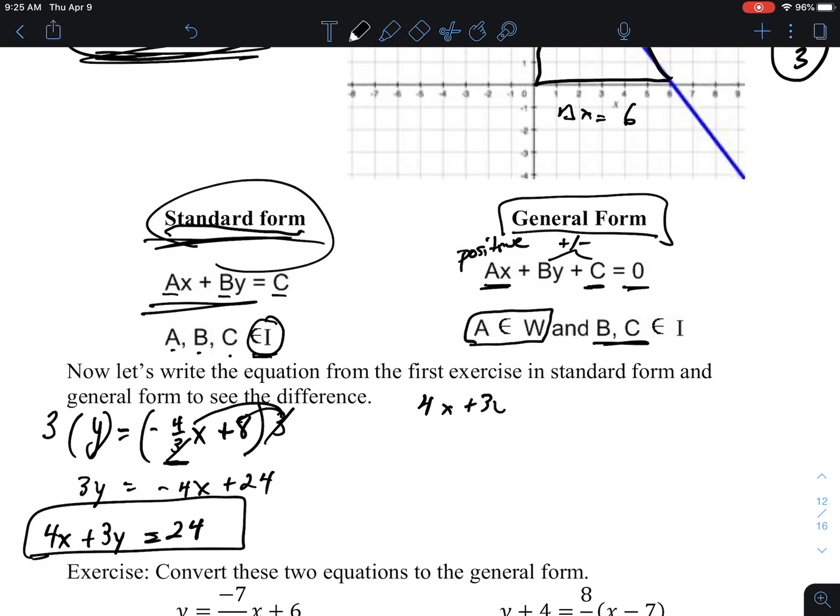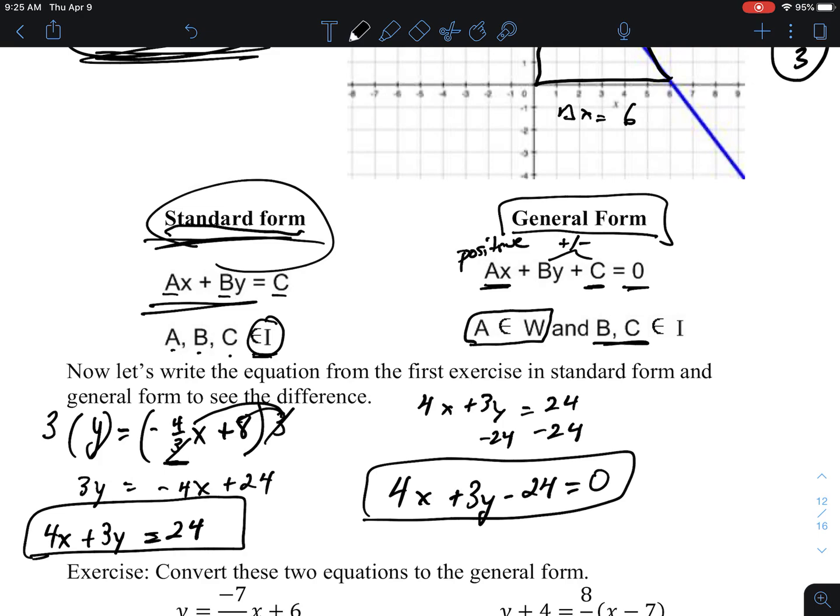So if I look at what I have in standard form, 4x plus 3y is 24, the only thing I have to do is move the 24 over. 4x plus 3y minus 24 is 0, and that equation would be in general form.